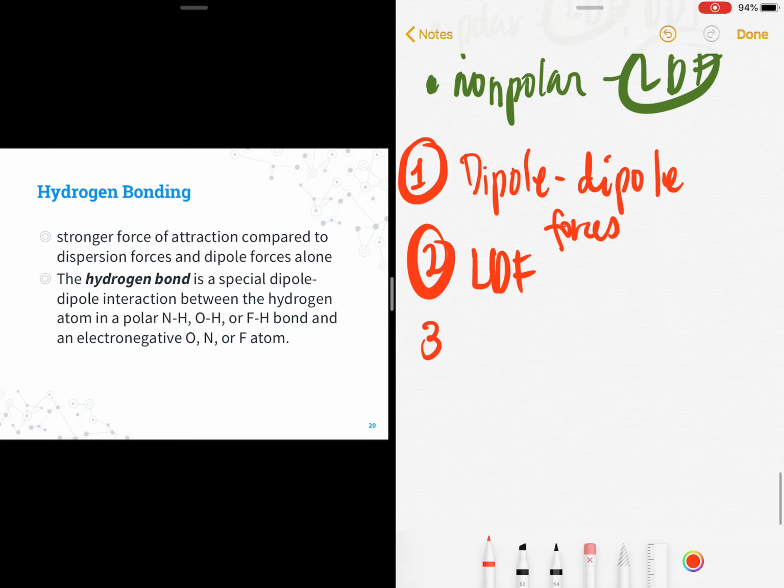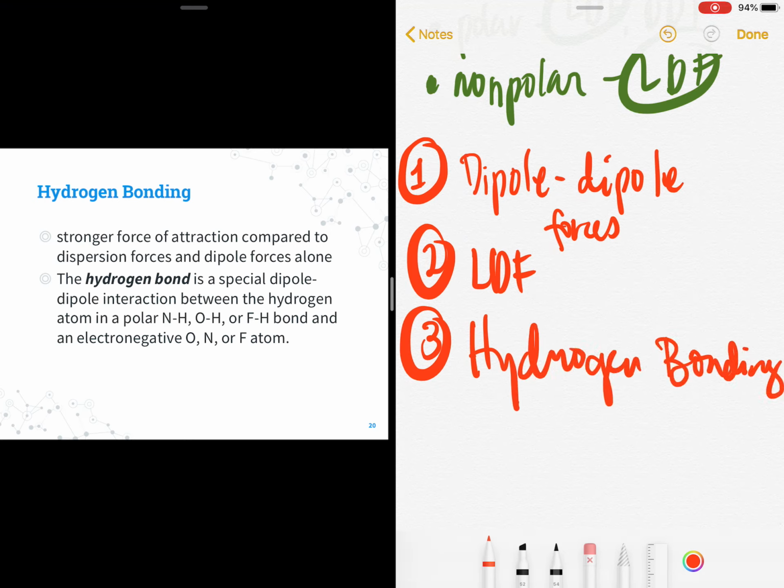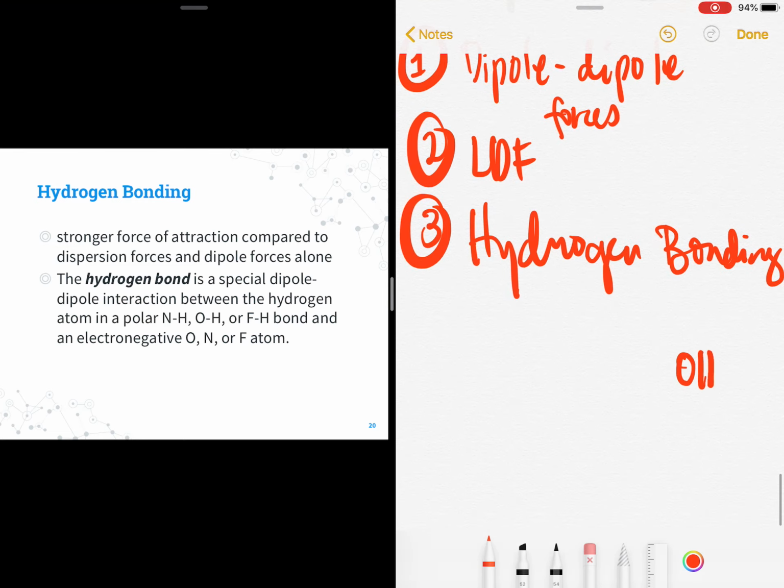And what's the third one? Hydrogen bonding. Okay, wag itong kalimutan ha. Ituturo ko na. Hydrogen bonding is the strongest type of intermolecular force of attraction, followed by dipole-dipole forces, at ang pinaka-weak ay si London dispersion forces.